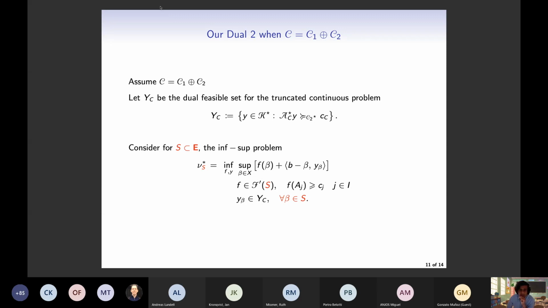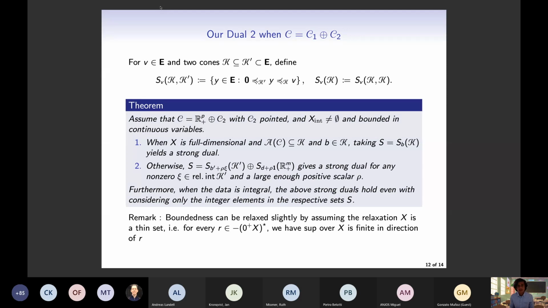All right, so the dual problem is this inf-sup problem in the space of some functionals f, but I also have these variables y. Of course, there's one variable y for every vector in the set S. So there's enumeration going on over the set S, and essentially it is a semi-infinite problem. Later on, I'll show that you can restrict S to also be its integer elements.